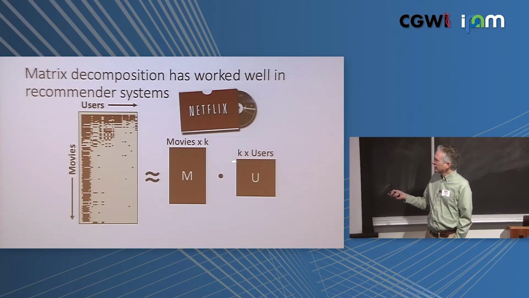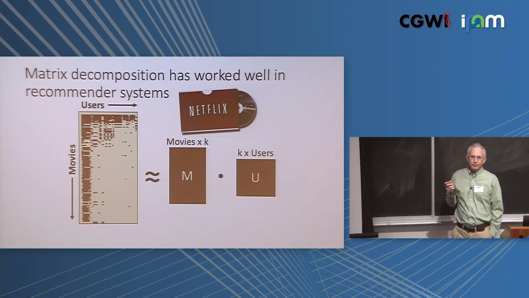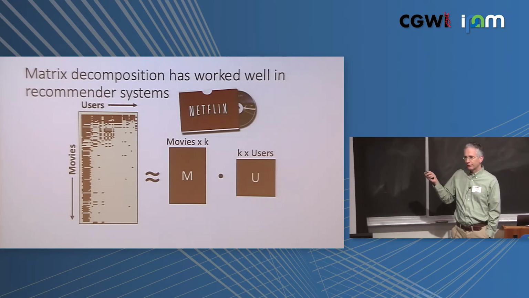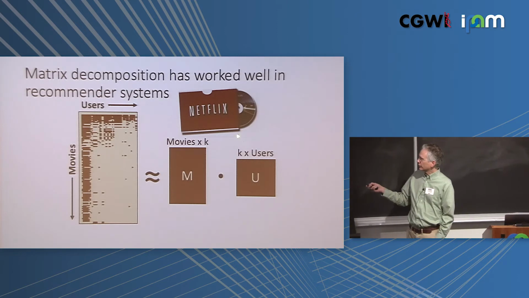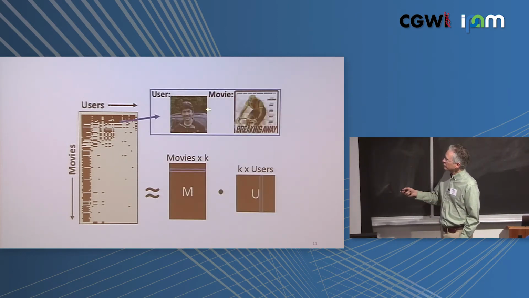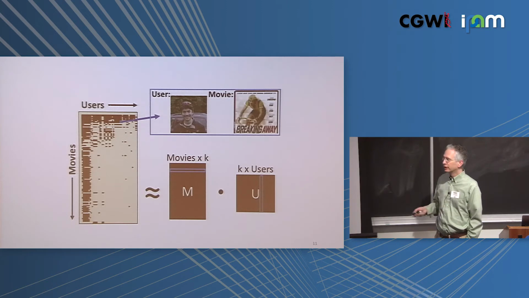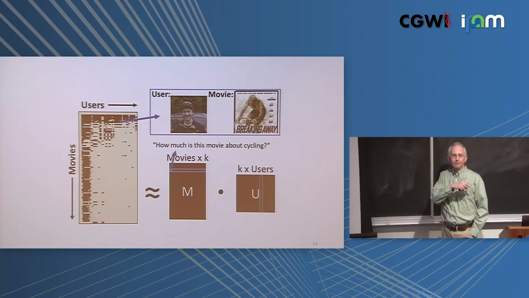So you have some latent space, a k-dimensional space that you're using to represent the preferences of users and also the features of movies. And the key idea is something like this. Here's Tim. Here's a movie called Breaking Away. And you want to be able to predict whether or not Tim's going to like that movie. So you have one row in here that corresponds to the latent factors that correspond to this movie.